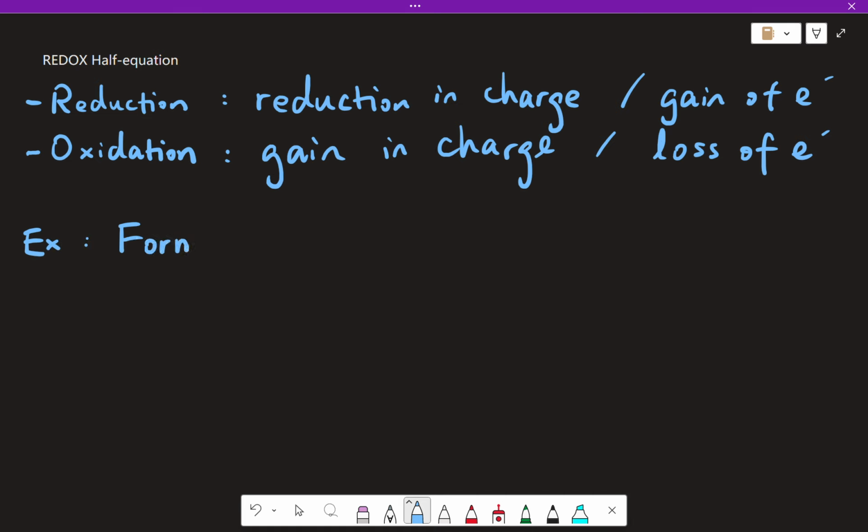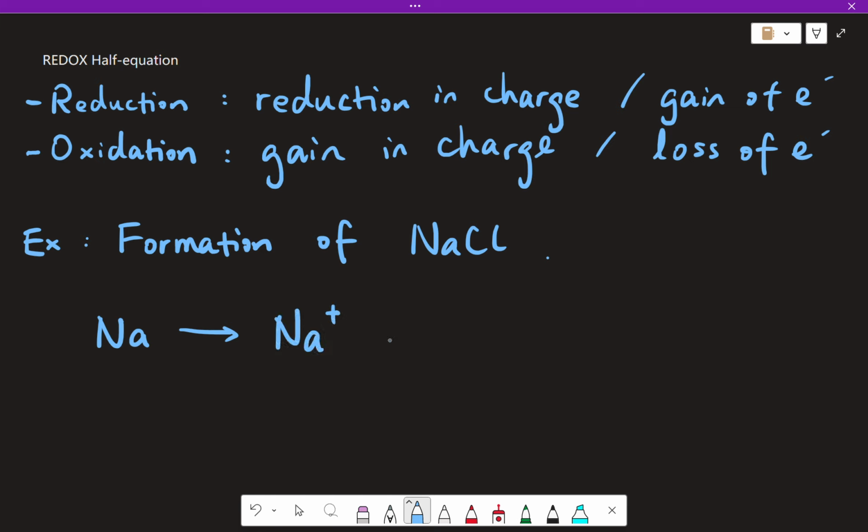The formation of sodium chloride, table salt. So for sodium, since it's a metal, it will actually lose an electron to gain in charge, undergoing an oxidation process to become a cation. And it has a +1 charge, which means it loses 1 electron.